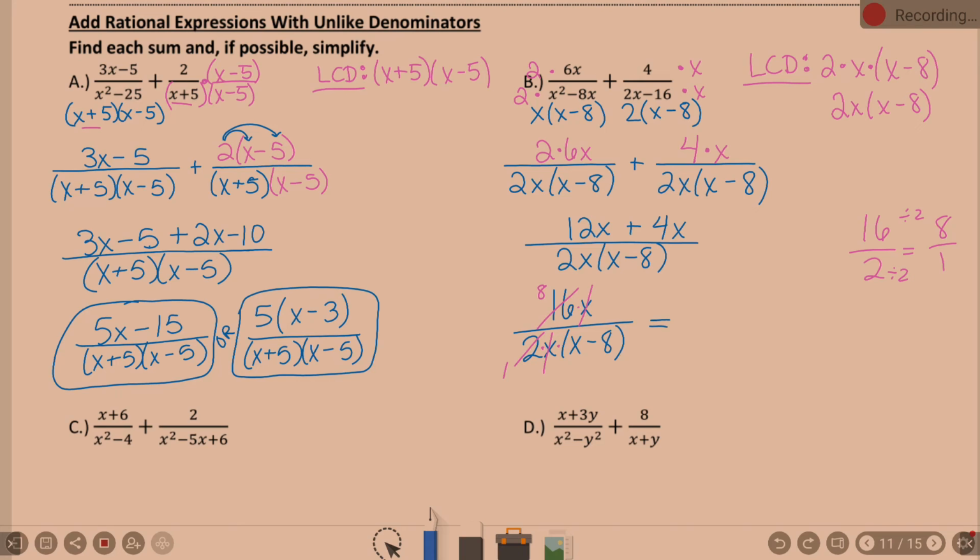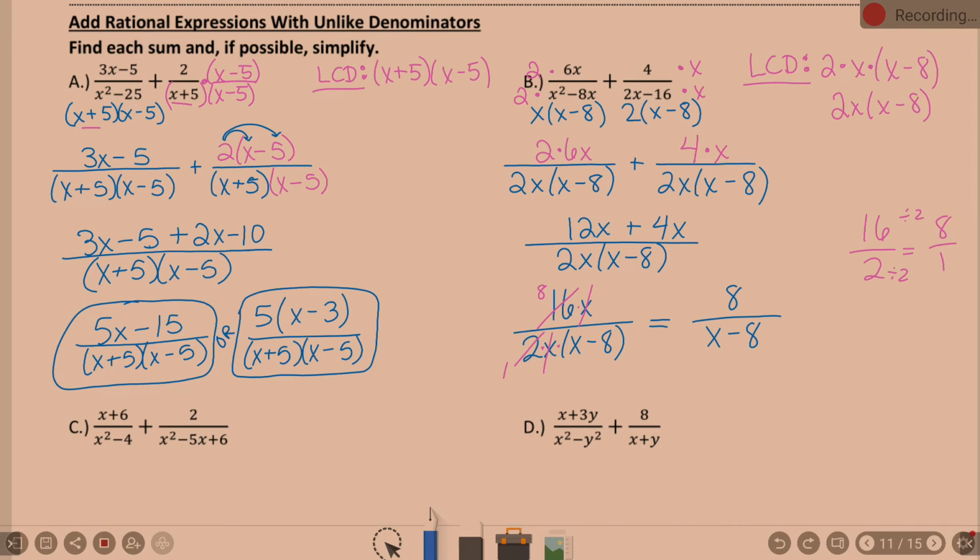If you want credit, you would need to reduce the 16 and 2 to be 8 and 1. On top, the x disappeared, 16 became 8. We're left with 8 over, in the denominator, x minus 8.